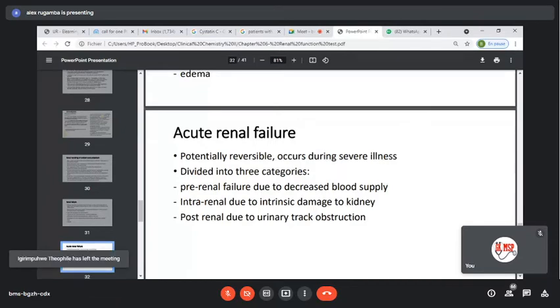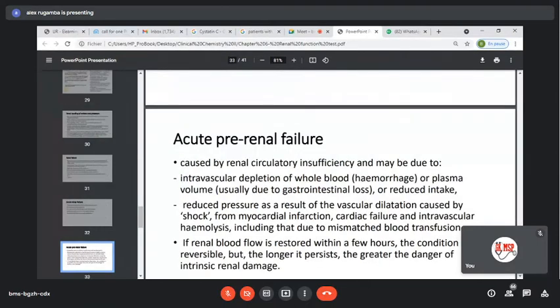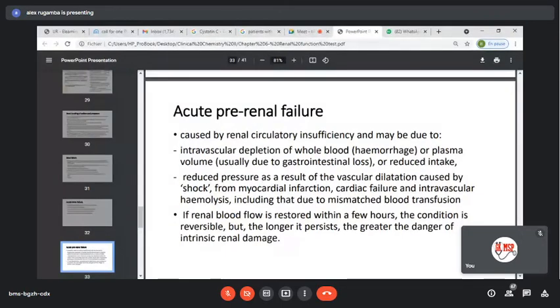So acute pre-renal failure is because of insufficient renal circulation, and may be due to intravascular depletion from hemorrhage, reduced plasma volume, or reduced pressure as a result of vascular dilation. If renal blood flow is restored within a few hours, the condition is reversible. For this one, the condition is reversible.